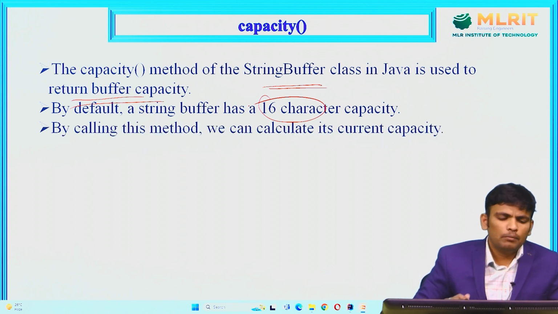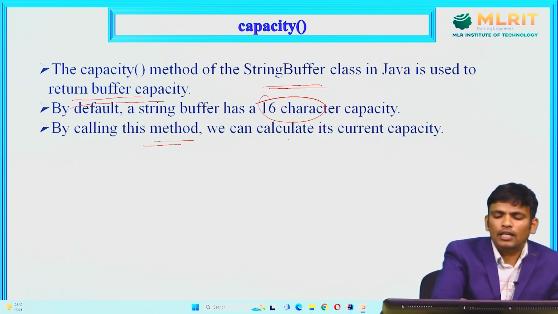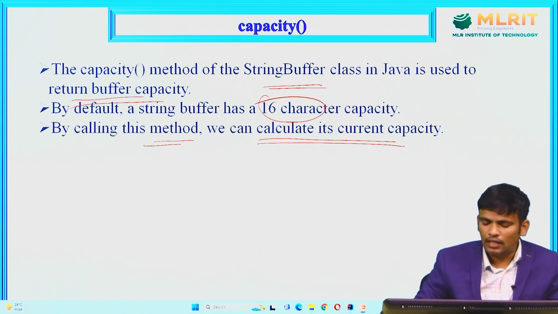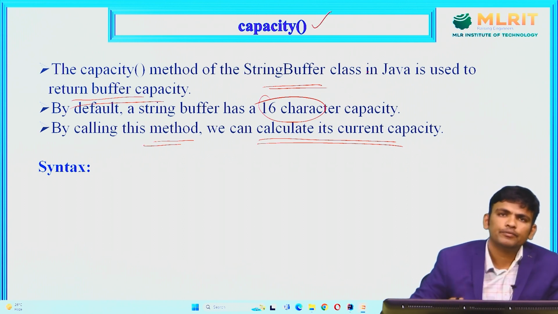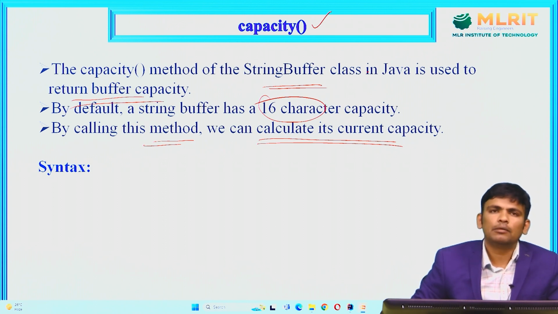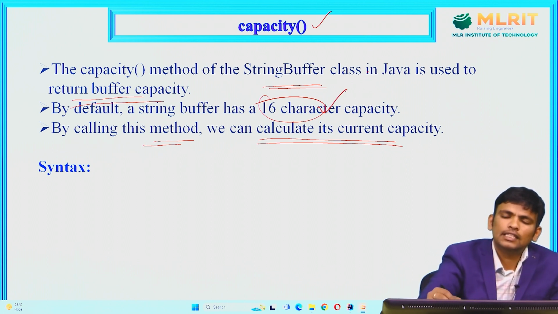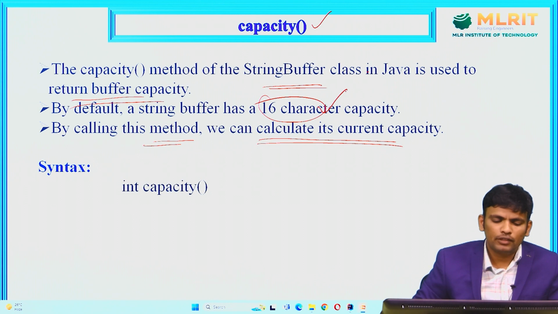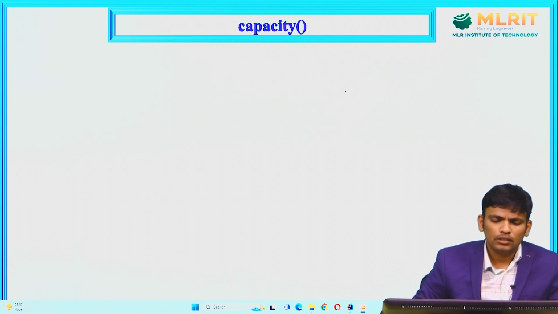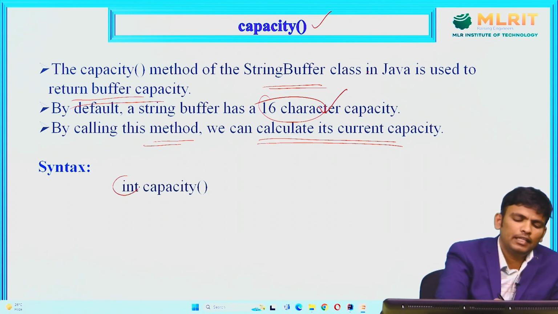By calling this method, we can calculate its current capacity. If you want to know the capacity of any StringBuffer, you can use the capacity method. By default, if you are not passing any argument to the StringBuffer class, it will take 16 characters of space. The capacity method always returns an integer only.